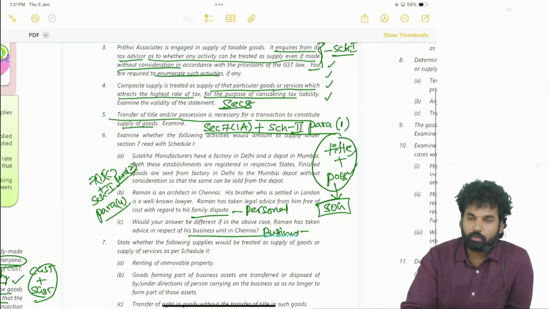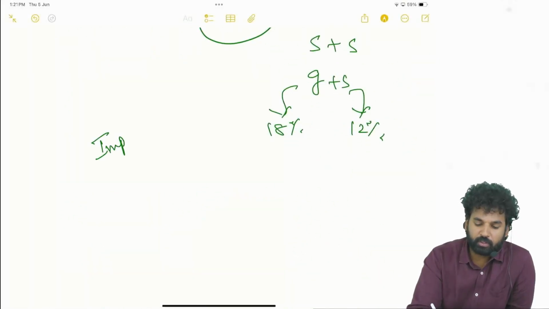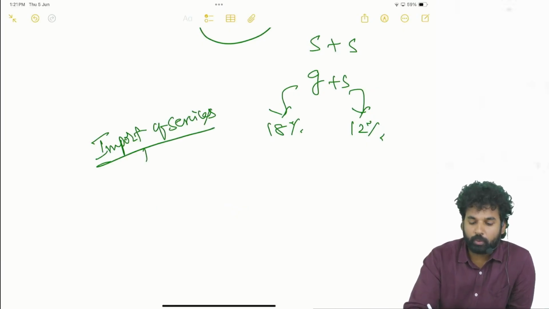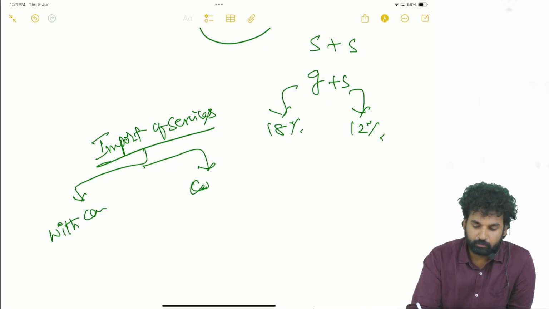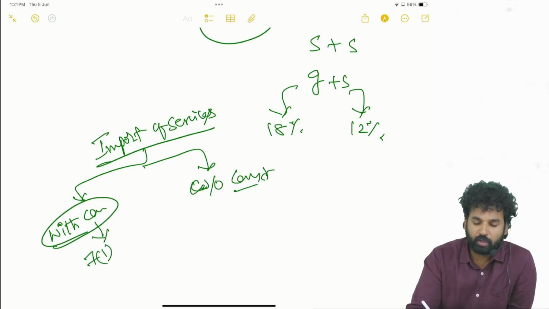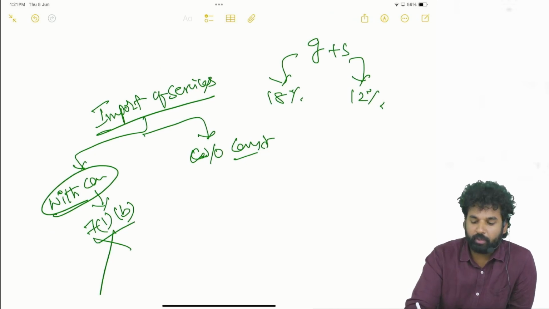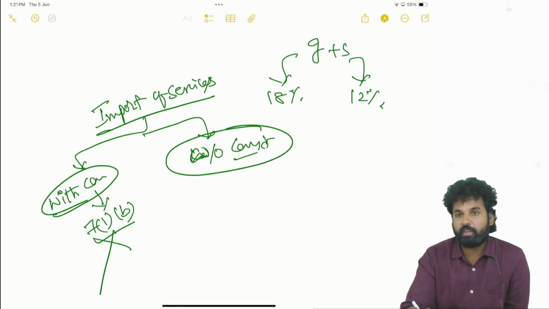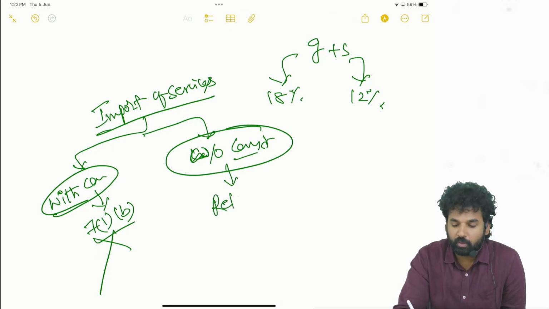See here. Here there is an importation of service. Whenever there is a case of importation of services, 2 points need to be considered: with consideration, without consideration. With consideration means which section? 7(1)(b). It is not the case here. Correct? We need to check without consideration. So for importation of services without consideration to be a supply, what needs to be checked? Whether it is from a related person or not.